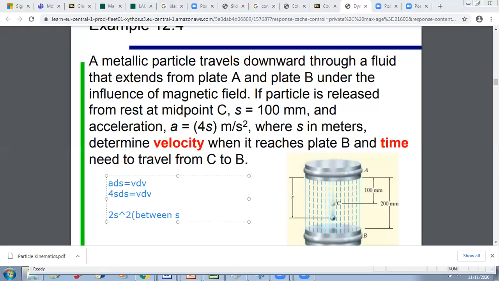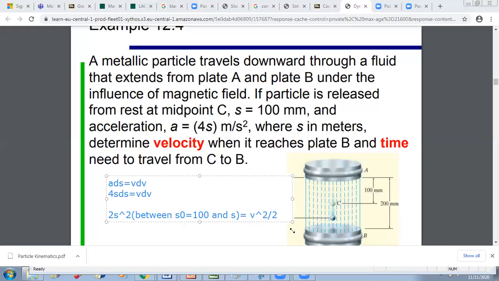S0 and s. What is S0? They told me that initially it was at point C. Okay, so S0 is 100. So here I will put S0 equal to 100. And from the other side, I have the integral of v dv. I have v squared over 2 between V0 and V.